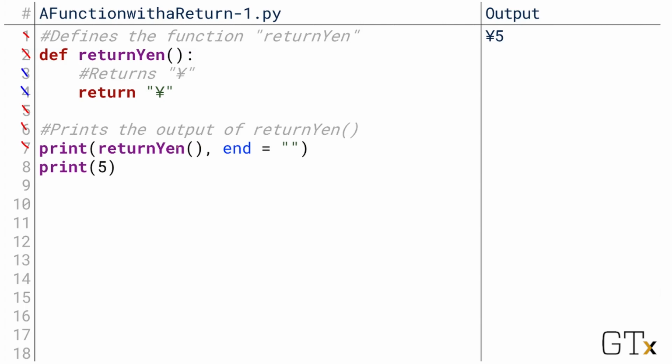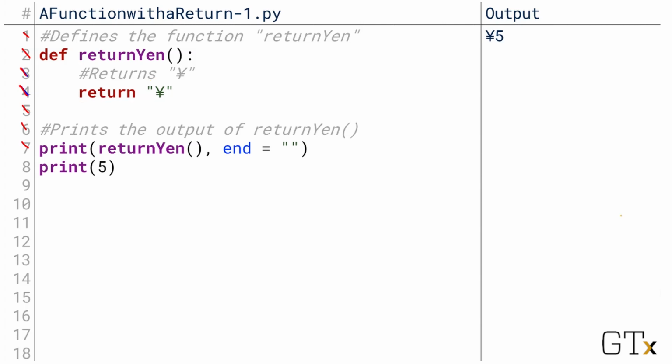Here, return yen is a function call. And so just like our other function, it jumps the execution of the program to that function. Now that return yen has been called, the computer runs lines 3 and 4. What does line 4 do though? Well, line 4 says to return the symbol for yen. That's the only thing the function does. And so it's the only thing we really need to wonder about right now.